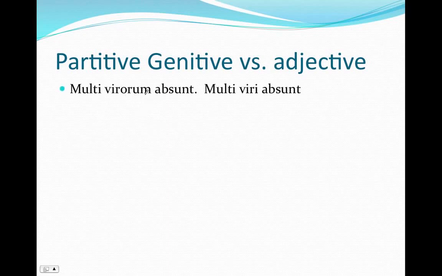So, we can use it with particular words, we can use it with particular adjectives, superlatives. One thing to keep in mind is that the partitive genitive is different from just a simple adjective use. So, multi virorum absunt, many of the men are absent, is a different sentence from multi viri absunt. Here, multi is modifying viri. We don't have a partitive genitive. In the second sentence, multi viri absunt, many men are absent. It's a slight difference, but it's significant.